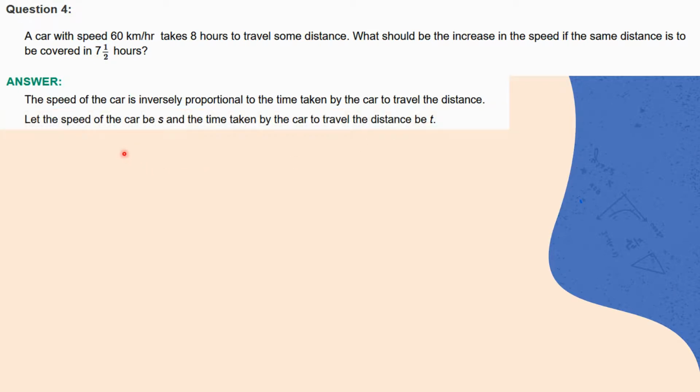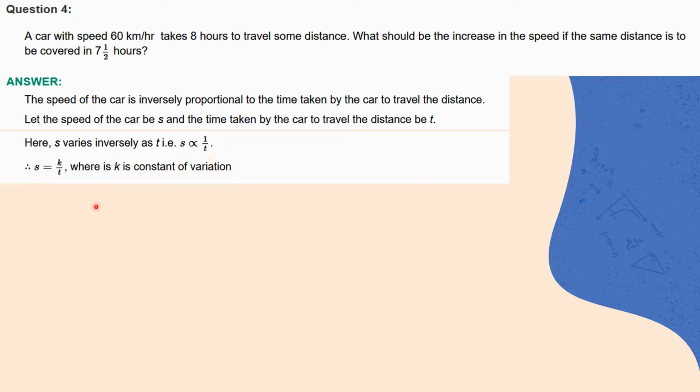Let the speed of the car be s and the time taken by the car to travel the distance be t. Here, s varies inversely as t. That is, s is inversely proportional to 1 upon t. This in the form of equation will be s is equal to k upon t, where k is the constant of variation. So s into t is equal to k is your equation of variation.